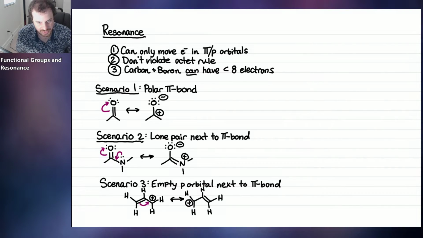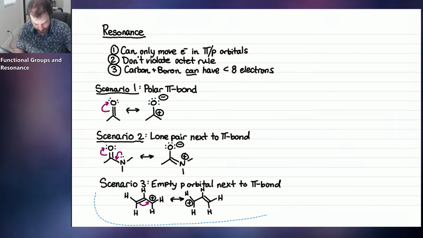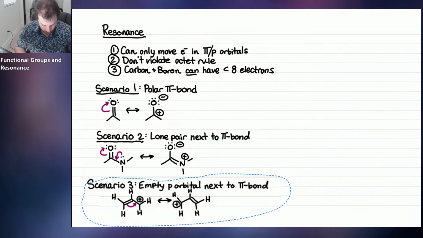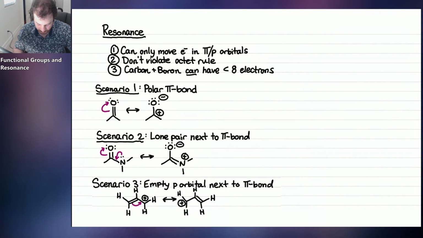Another thing to notice here in scenario 3 is that none of the single bonds changed at all. All of the hydrogens stayed exactly in the same place before and after the resonance structure, again showing that we're only moving electrons in pi or p orbitals. We're not moving any electrons in sigma bonds. We're not breaking any single bonds. All those hydrogens stayed exactly still. Okay, that's scenario 3. Let me just scoot this over a little bit because there's just 2 more scenarios to talk about. Okay, scenario 4.